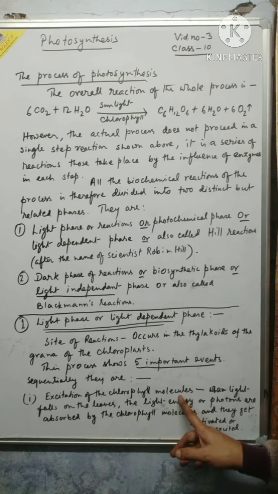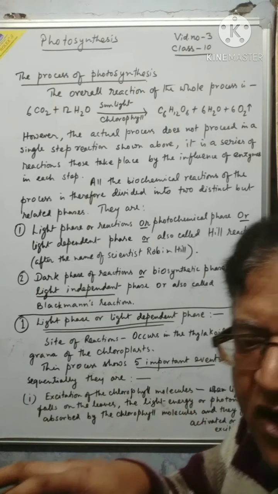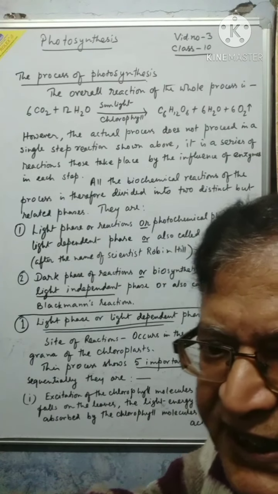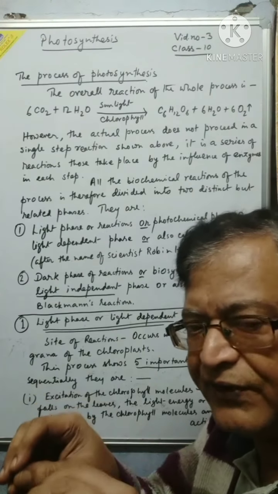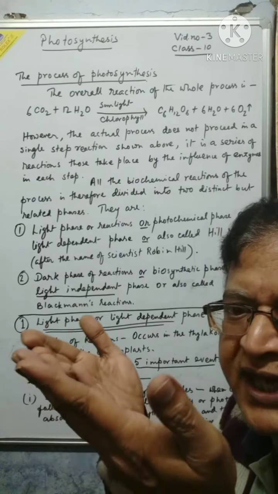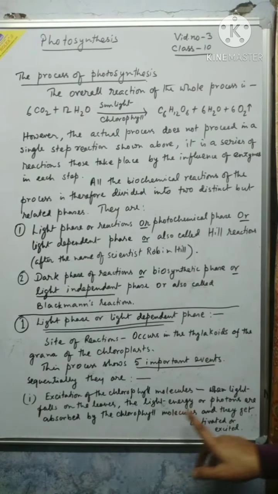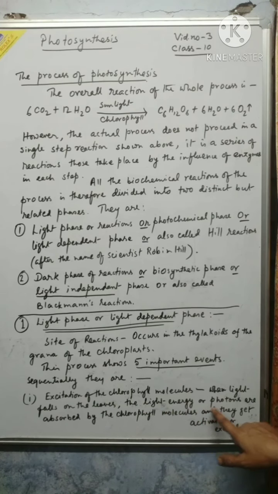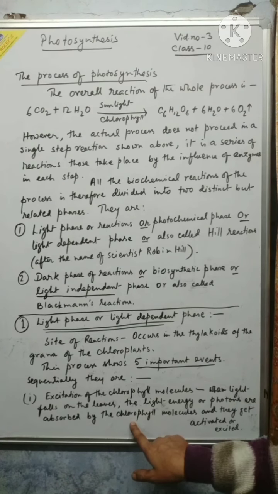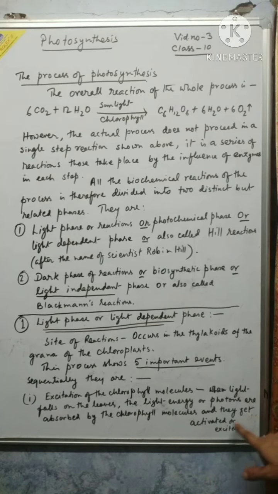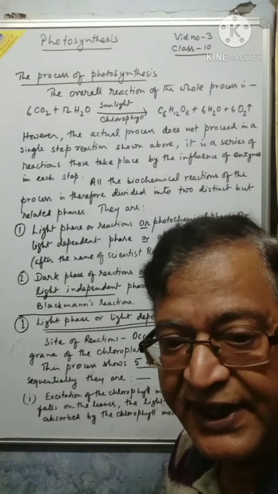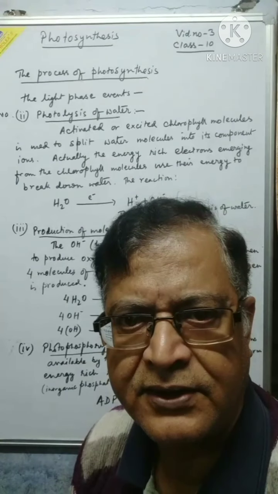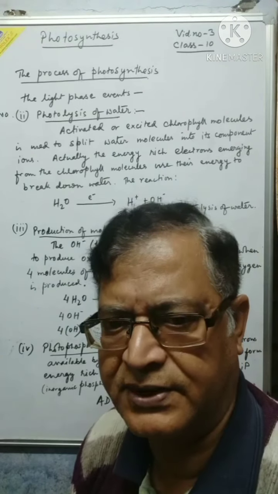Excitation of chlorophyll molecules. When light falls on the leaves, this light is absorbed by the chlorophyll molecules and they get excited or activated. The light energy, or photons as we also call them, are absorbed by chlorophyll molecules and they get activated or excited. That was event number 1.